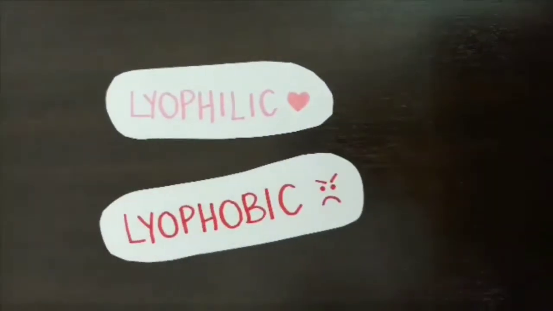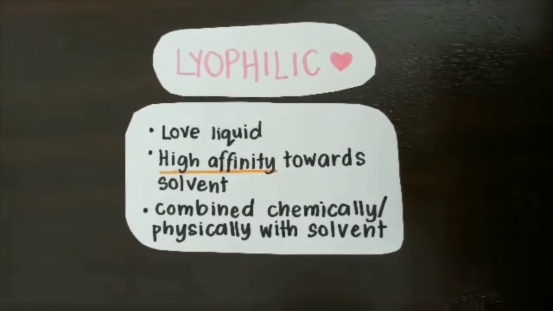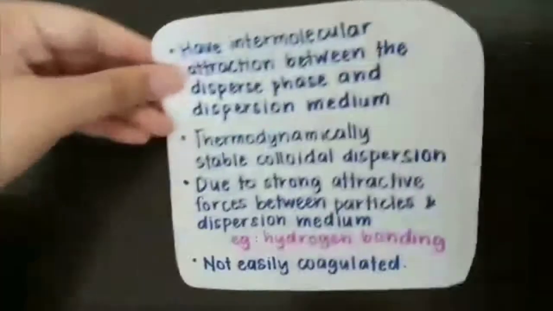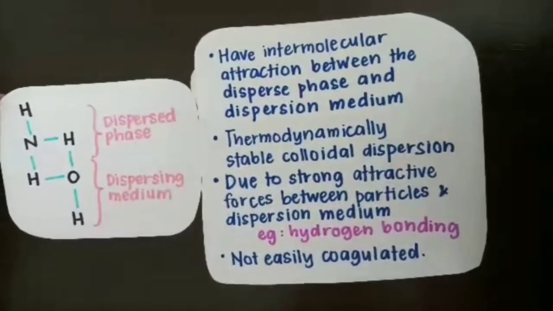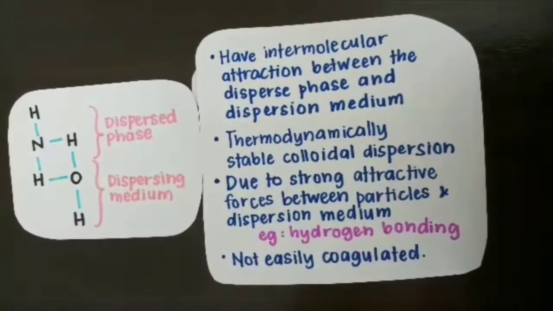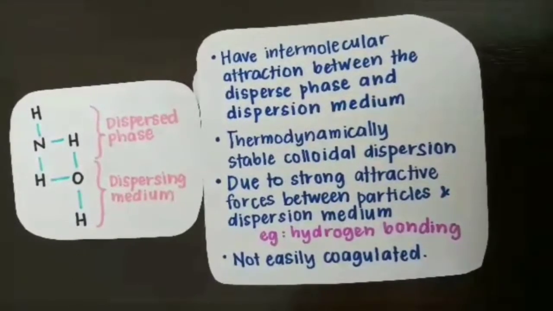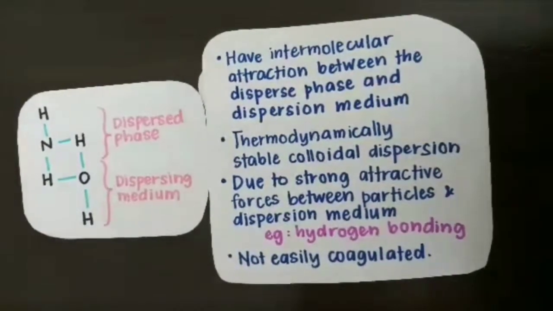Colloid is divided into two, which is lyophilic and lyophobic. Lyophilic means it loves liquid, it has high affinity towards solvent, and it can combine chemically or physically with solvent. Lyophilic colloid have intermolecular attraction between the dispersed phase and dispersion medium. It is a thermodynamically stable colloidal dispersion, and this is due to strong attractive forces between particles and dispersion medium, for example hydrogen bonding, and this is not easily coagulated.